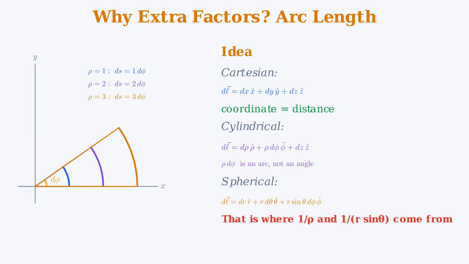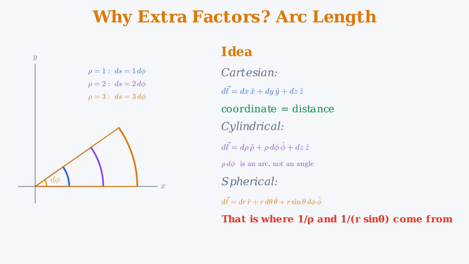You might expect it to be the same recipe, just take 3 partials. It is almost that simple, but not quite. The cylindrical formula picks up a factor of 1 over rho in front of the phi term, and the spherical formula has both a 1 over r and a 1 over r sine theta. Where do those factors come from? The answer is the same in both cases, arc length.